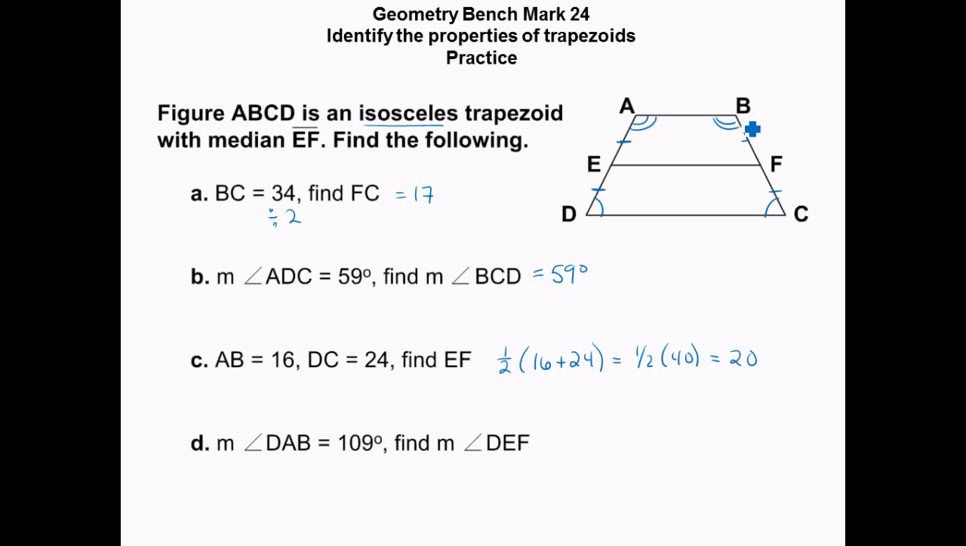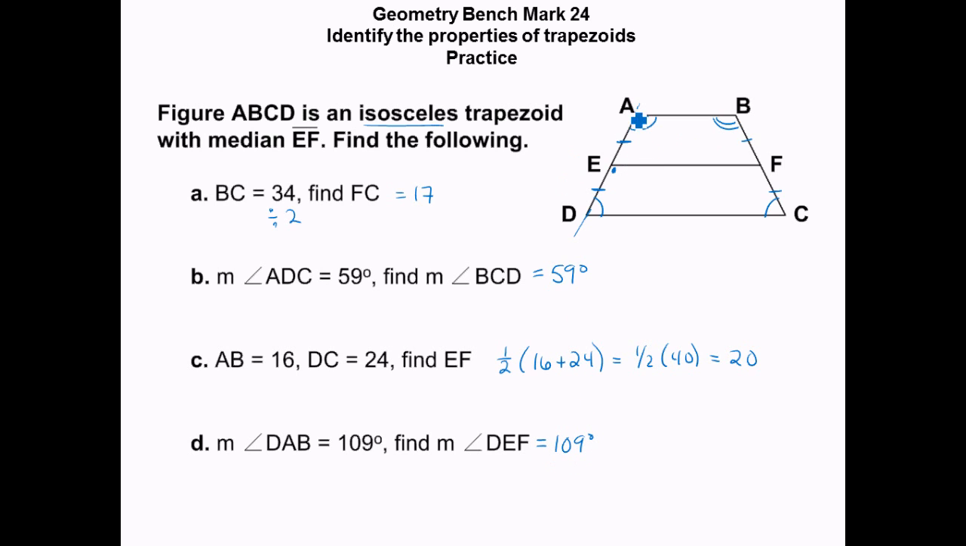And then DAB is 109. I want to find DEF. Now, I did not give you guys a theorem for this, but if this whole thing is a trapezoid, what is this shape right here? Okay, and these are parallel lines. And remember what happens when we intersect parallel lines between this angle and this angle? They're corresponding in the same position. So it's the same angle.